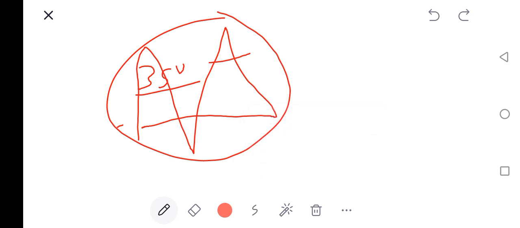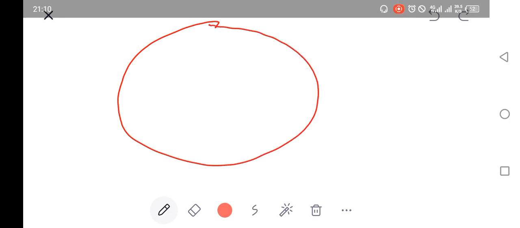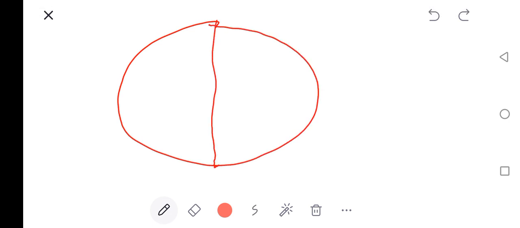How about this? How about the diameter? What do you remember about diameter and an angle which is subtended?